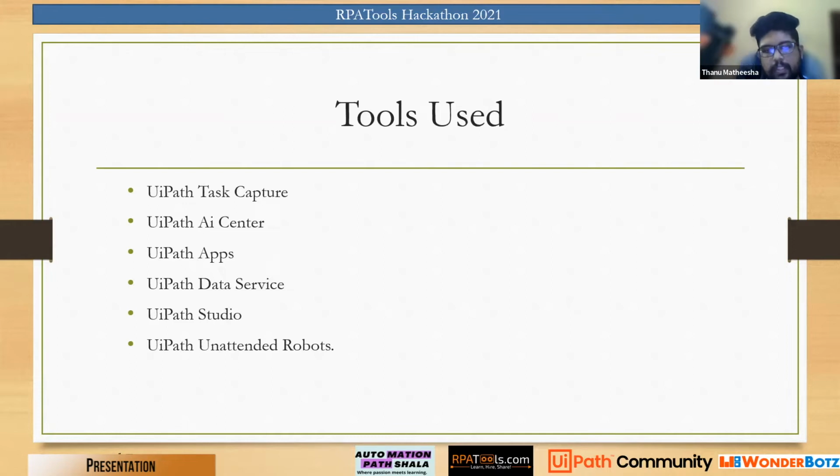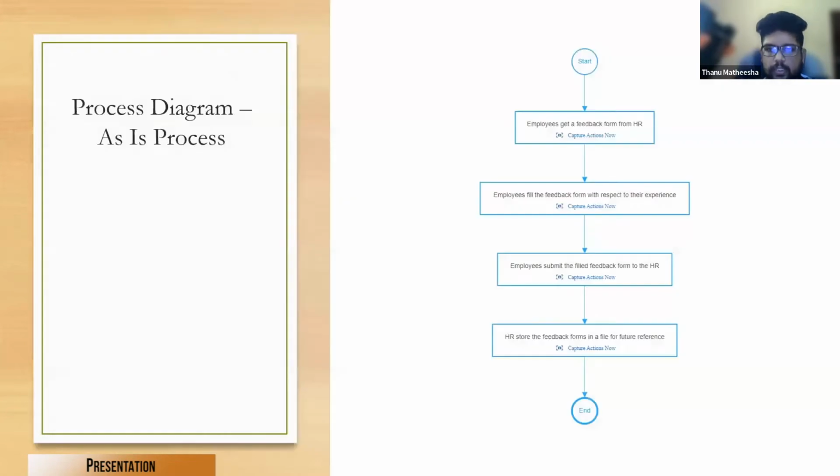I have used UiPath Apps to store the feedback and the relevant details. I have used UiPath Data Service and UiPath Studio to develop this automation. Then to run the process, I have used a UiPath Unattended Robot. Right. So this is the as-is process, and I have explained this already.